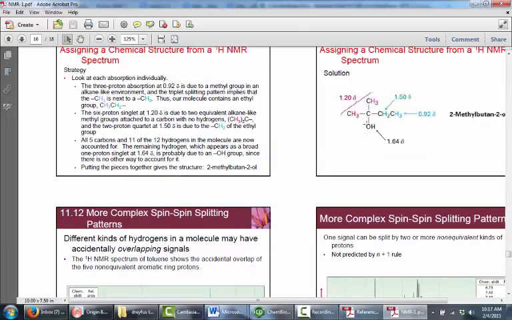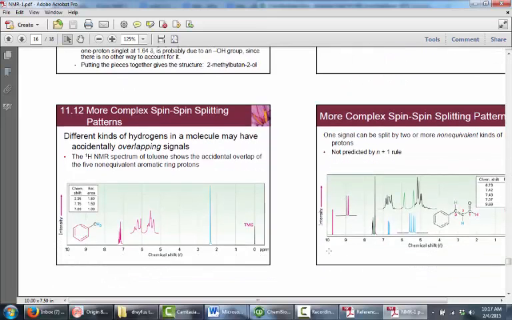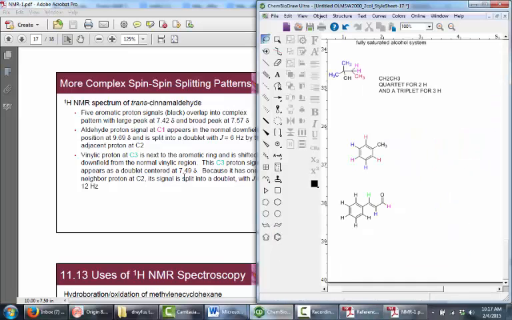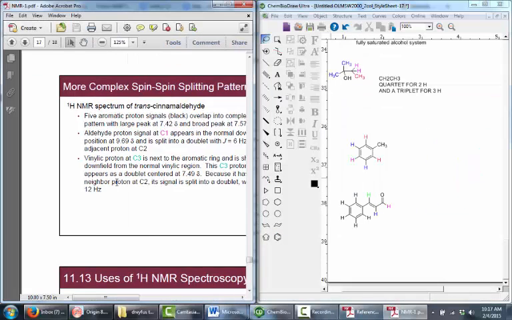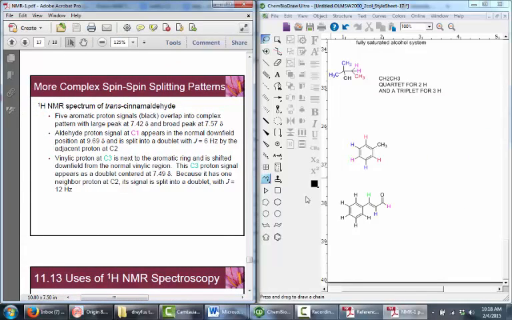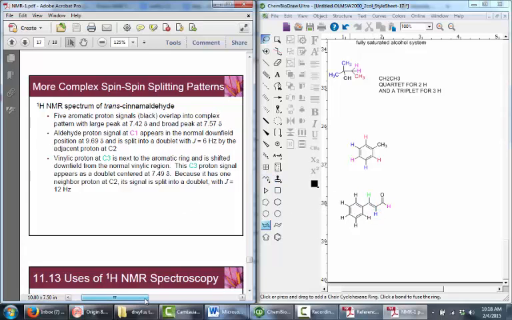Let's make sure we can see that together. This aldehyde actually is split into a doublet, and this green one is shifted because it's close to the benzene ring. It's conjugated to the aromatic ring. It's a doublet. That makes sense to us.